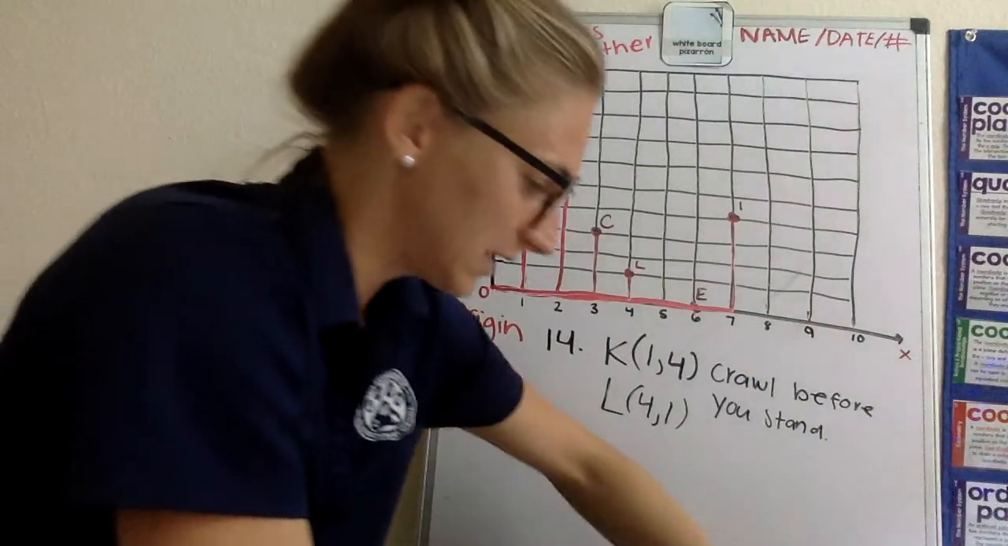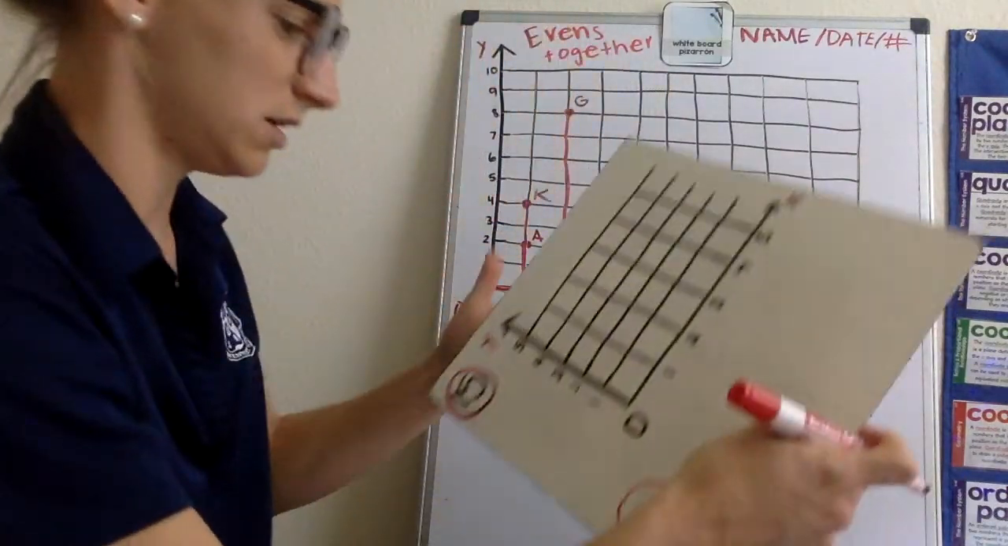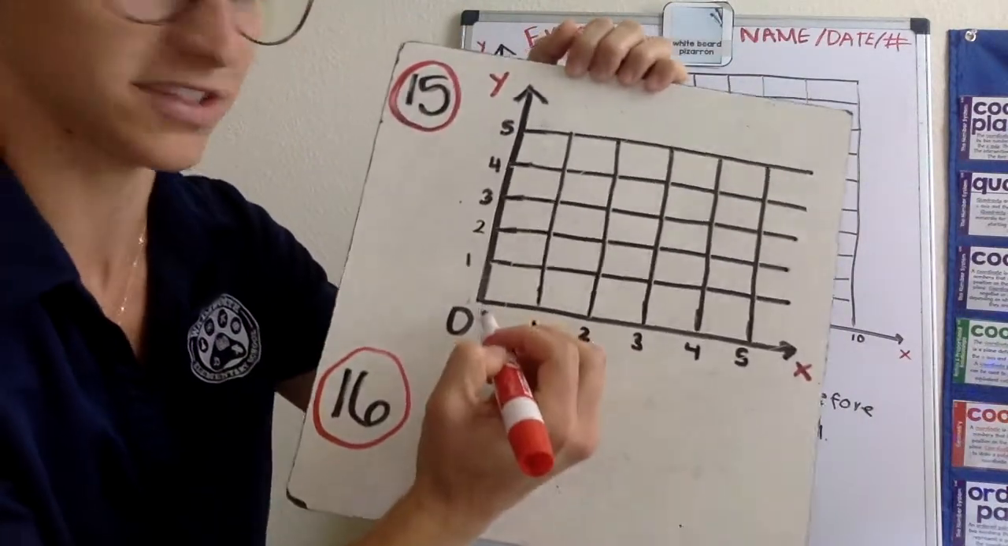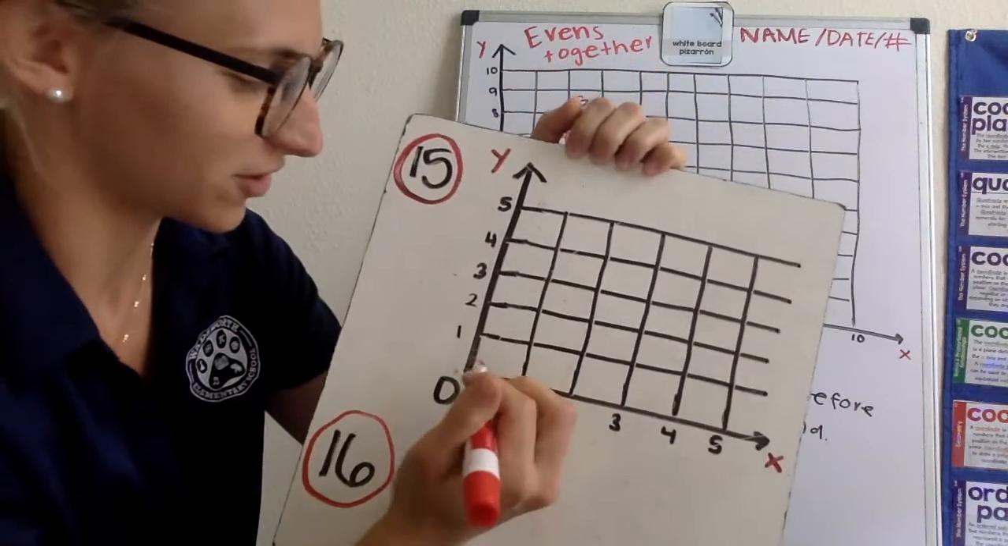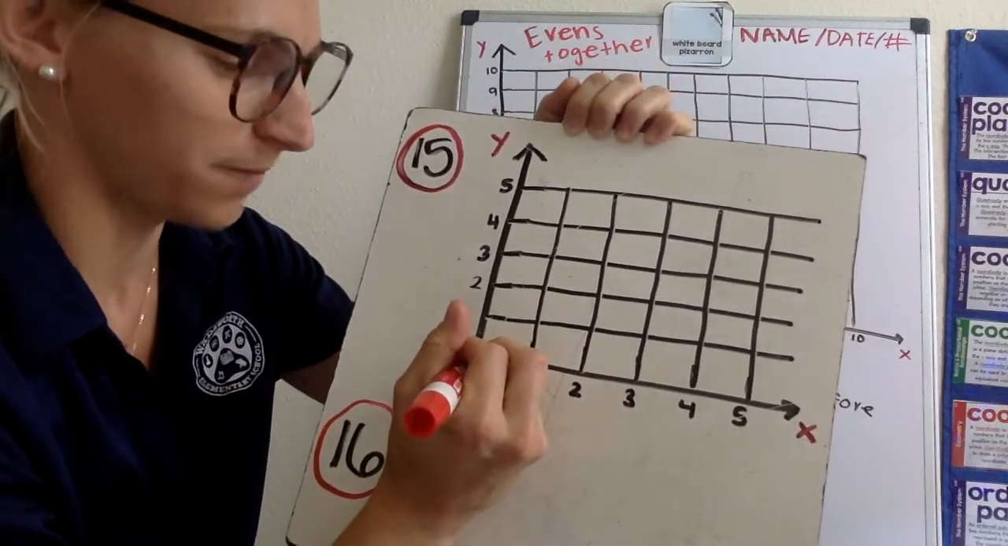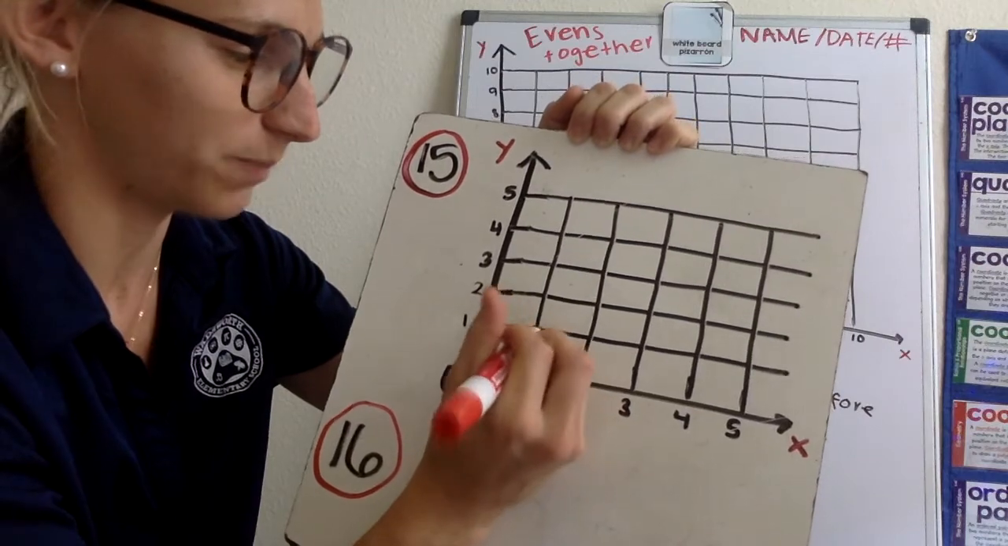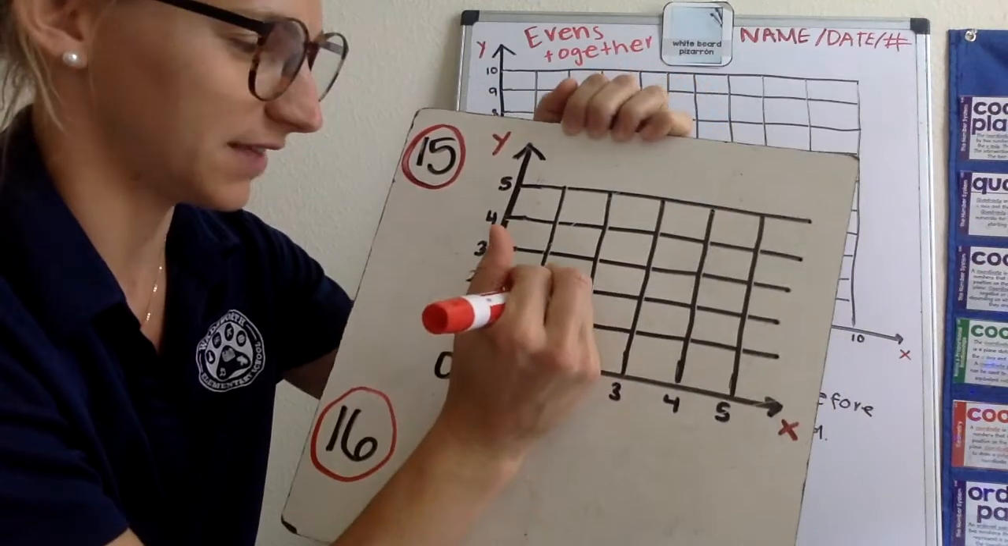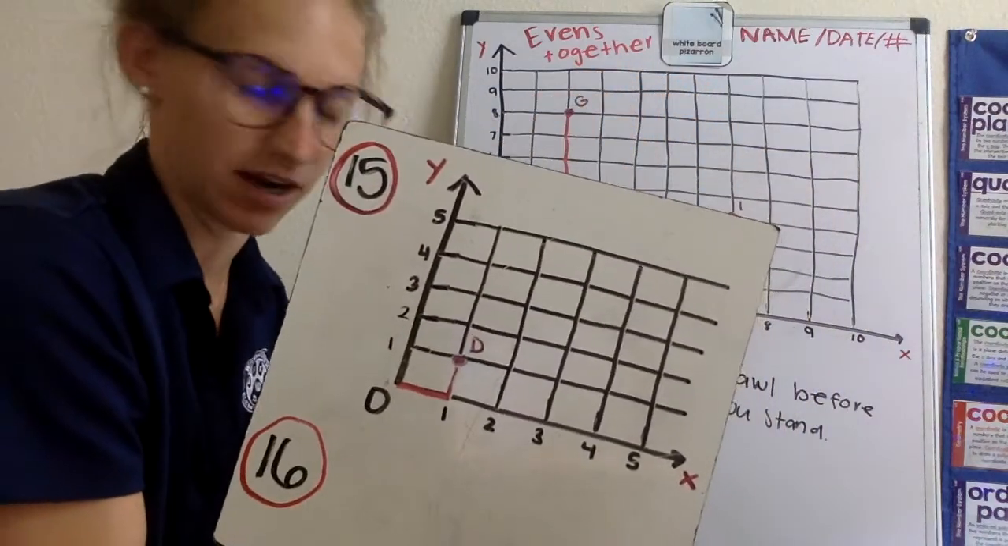So we're first going to plot D. D says 1, 1. So where am I going to start? The OG, right? Starting at the OG. We're going to crawl 1, stand 1. Plot my little dot, and that's going to be D. So first let's plot all these dots, okay?